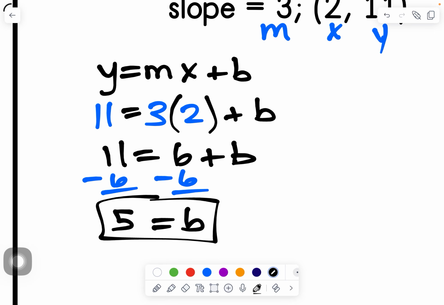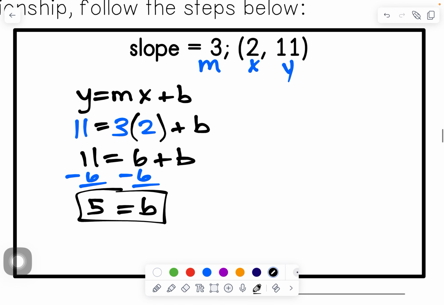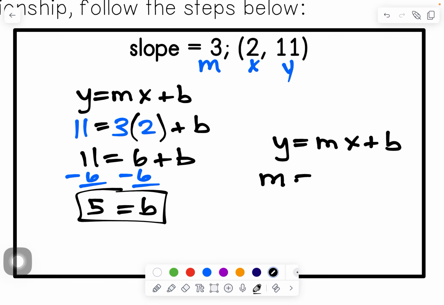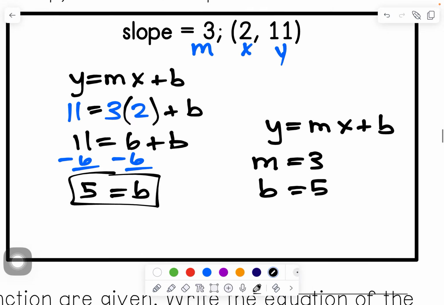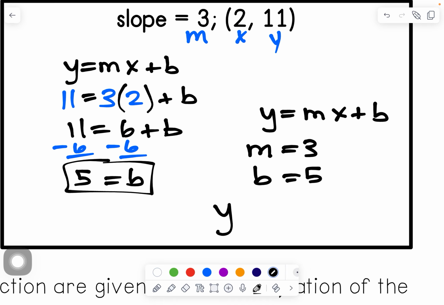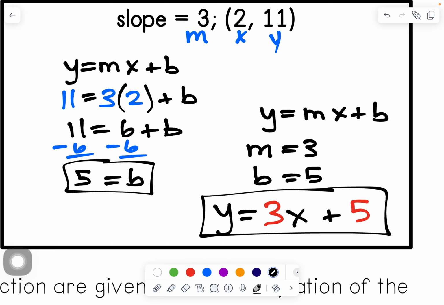Now, a lot of students get excited that they solved that and got a number that makes sense to them, and they stop. But we don't want to stop yet. We want to write the equation in y equals mx plus b form. Remember, the two parts we need there are m, which was given to us as the number 3, and b, which we solved for, and it's the number 5. So we take that equation and substitute those in, so y equals 3x plus 5, and that is our final answer.